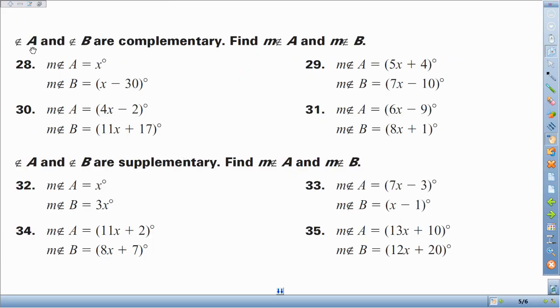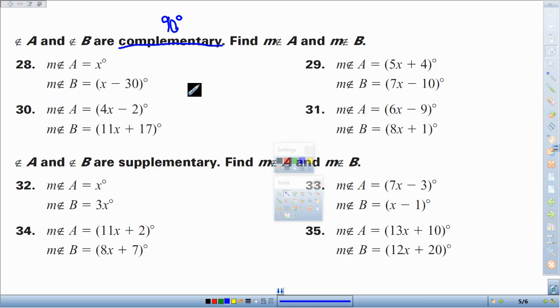Okay, so from here, these next few problems, 28 through 31, are saying that angles A and B are complementary. Find the measure of angle A and the measure of angle B. Since these angles are complementary, remember that means they add to 90 degrees. Don't let the way these problems are written throw you off. The idea is that this angle plus this angle equals 90. That's my equation to solve for x, and then I'll be able to plug them back in and get it.